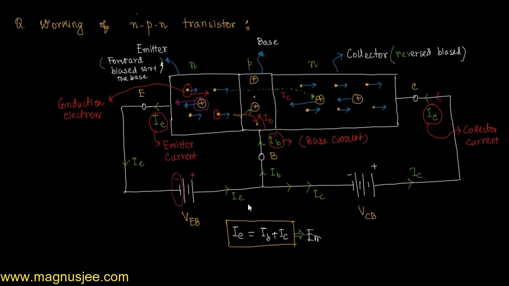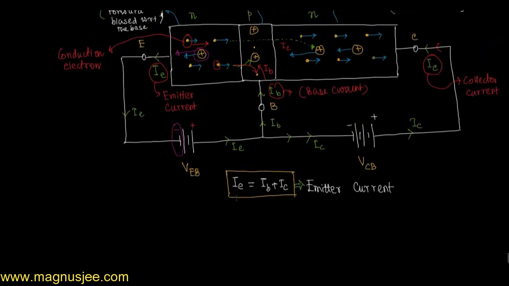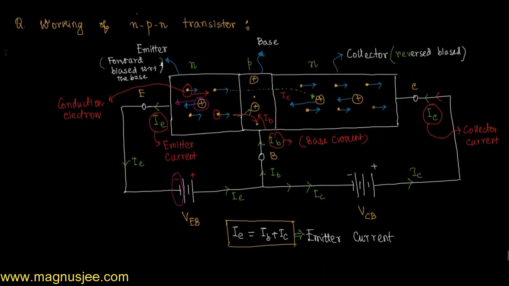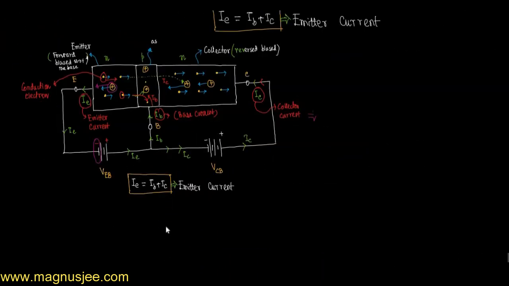Here IE is equal to IB plus IC. That is emitter current. That means emitter current IE is the cause, and base current IB and collector current IC are the results. Now we can draw the symbol of NPN transistor.